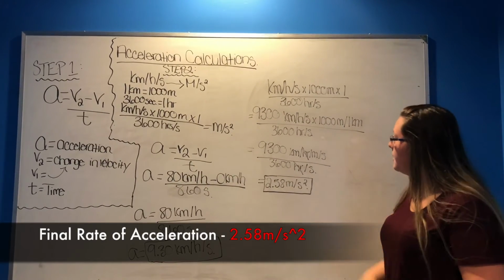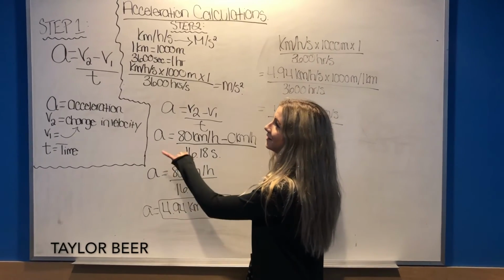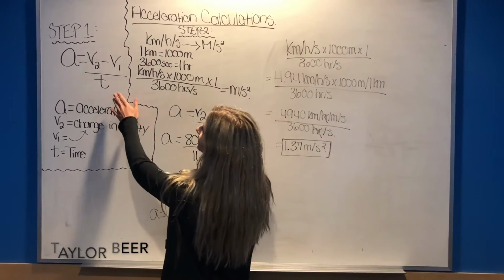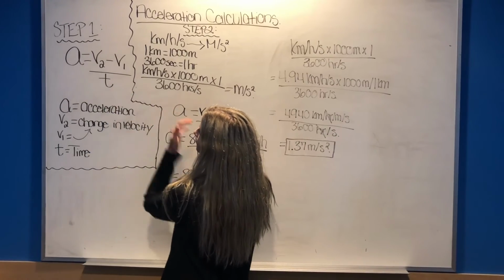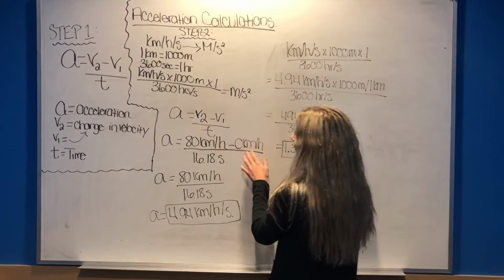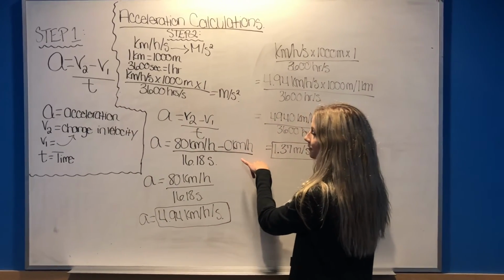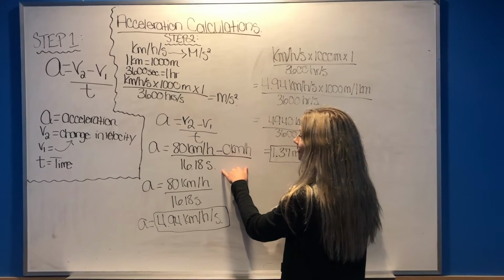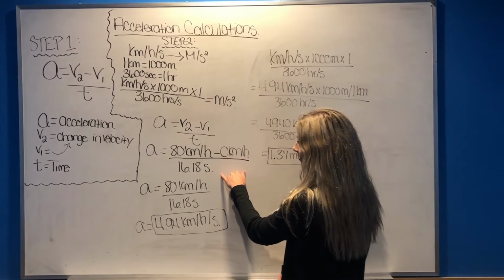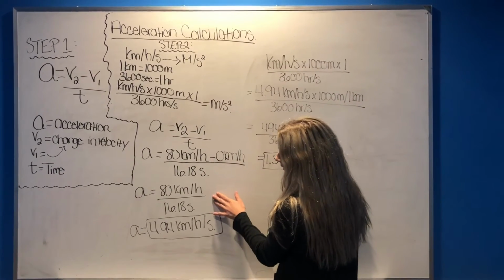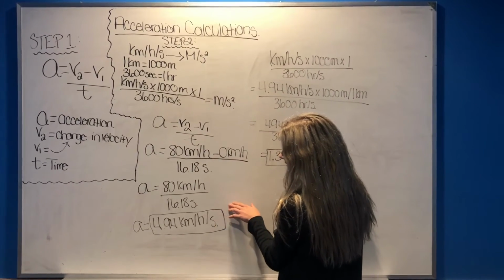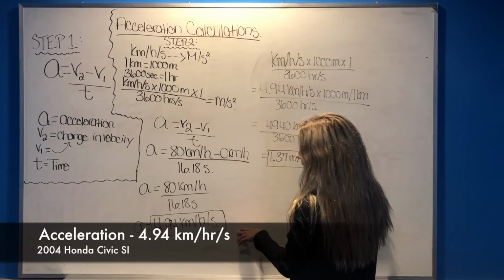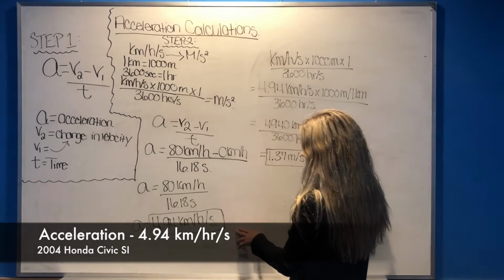meters per second squared. So to find the acceleration of my Honda, I used the equation A equals V2 minus V1 over time, where we went from 0 kilometers an hour to 80 kilometers an hour. So my time was 16.18 seconds. So 80 divided by 16.18 seconds was 4.94 kilometers per hour per second.